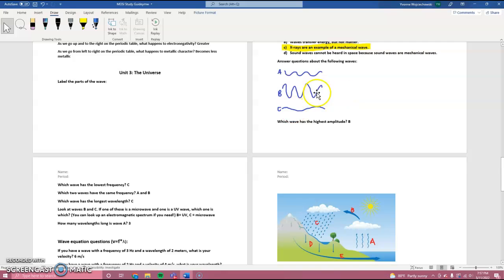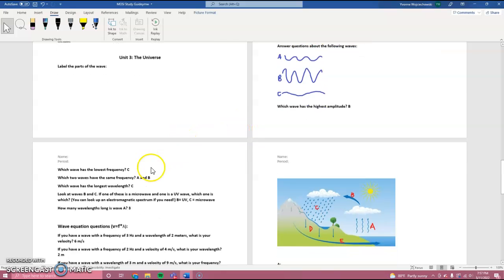Which 2 waves have the same frequency? That would be A and B. Even though A is a shorter wave, it has a lower amplitude. They both have the same frequency. They have the same amount of waves per second, per minute, per hour, right? Because we see 1, 2, 3 wavelengths here, 1, 2, 3 wavelengths there. They just look a little different because B has a higher amplitude, but it's the same frequency.